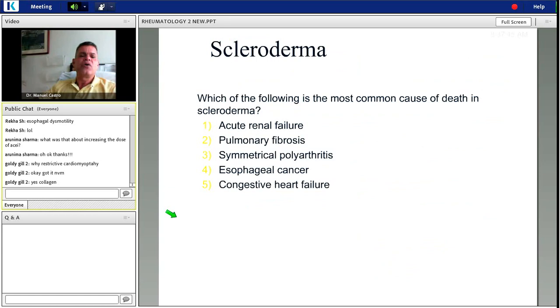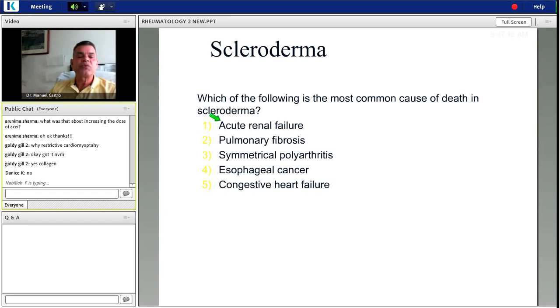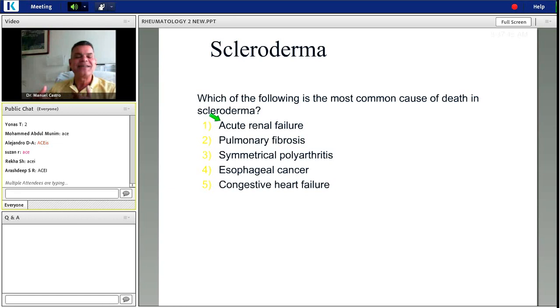Which of the following is the most common cause of death in patients with scleroderma? Okay, is it acute renal failure? Well, it used to be at one point, but what drug can we give these patients now? Let's see, give me the drug, ACE inhibitors, right? An ACE inhibitor controls it very well. Pulmonary fibrosis. Is pulmonary fibrosis one of the causes of death?